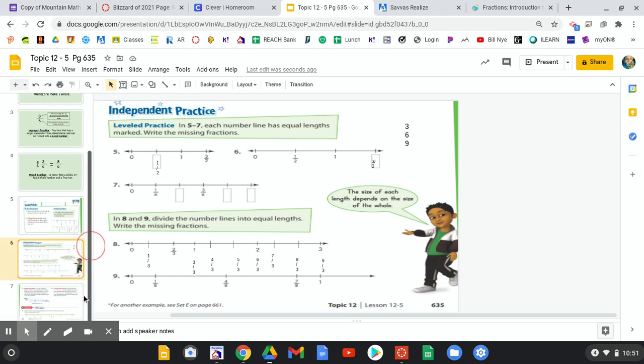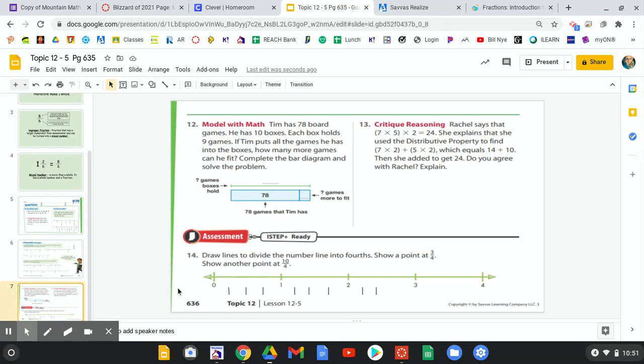Okay, that's all. Oh, I have one more for you down here. Number 14 says, draw lines to divide the number line into fourths and show a point at 3/4 and show the other point at 10/4. So on this one, we have to break it up. So we look at the denominator. Again, the denominator is 4, so that means I need 4 pieces in between each whole, or 3 tick marks. We'll break it into 4 pieces. So put my tick marks on there. I kind of got them down here to make it a little quicker for us.